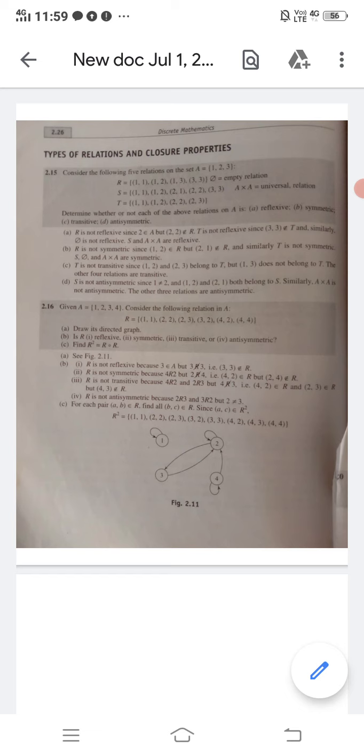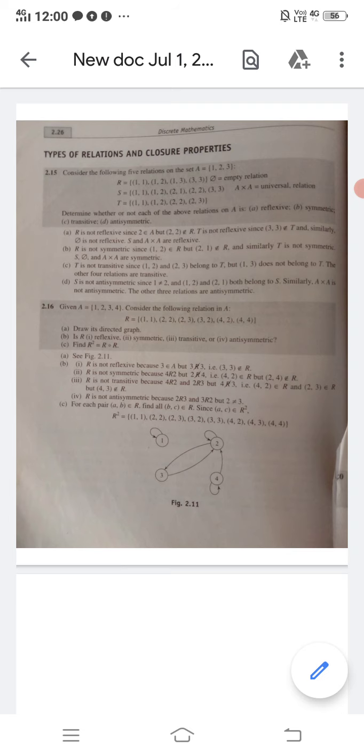So till the time we know there are seven types of relations: reflexive, irreflexive, symmetric, antisymmetric, transitive. Five relations are here, and after that equivalence relation and poset, seven relations are here. So today how we will solve these numericals, I am going to tell you that. Okay, let's see the first numerical.